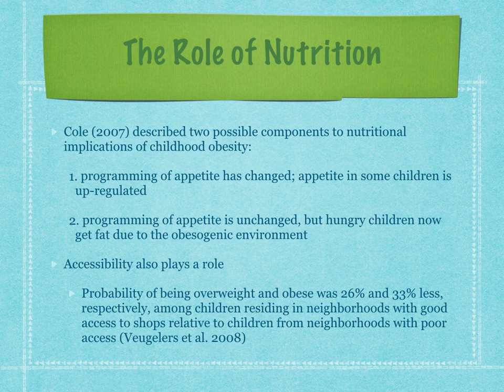Accessibility also plays a role here. The probability of being overweight and obese was 26 and 33% less, respectively, among children residing in neighborhoods with good access to shops relative to children from neighborhoods with poor access to shops. So availability of access to shops with nutritious foods is what we're looking at there.